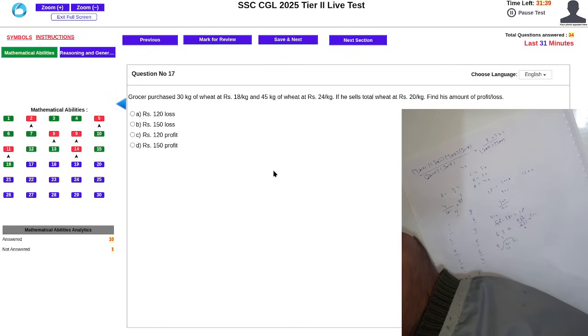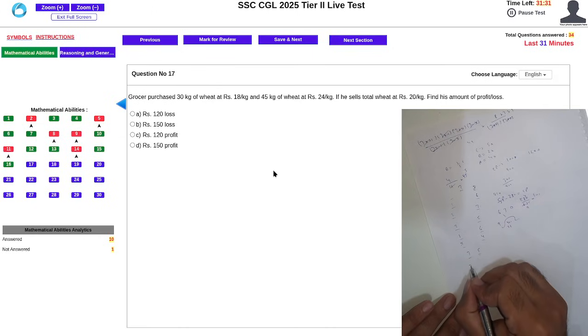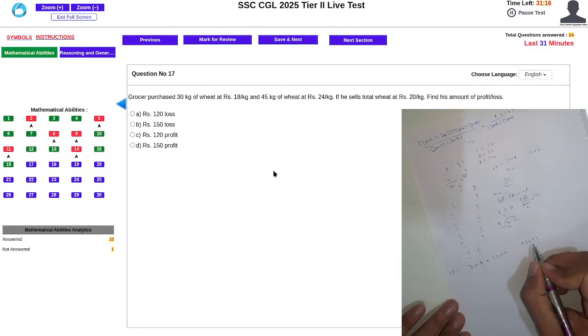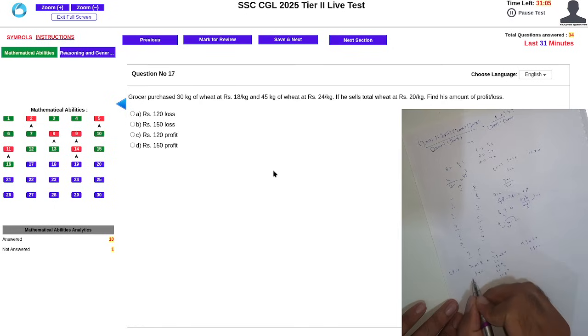30 into 18 plus 45 into 24, so it is 540. 2008. 106 profit.